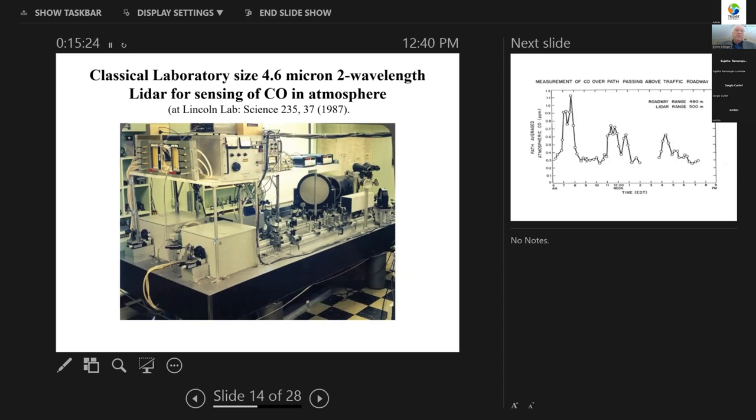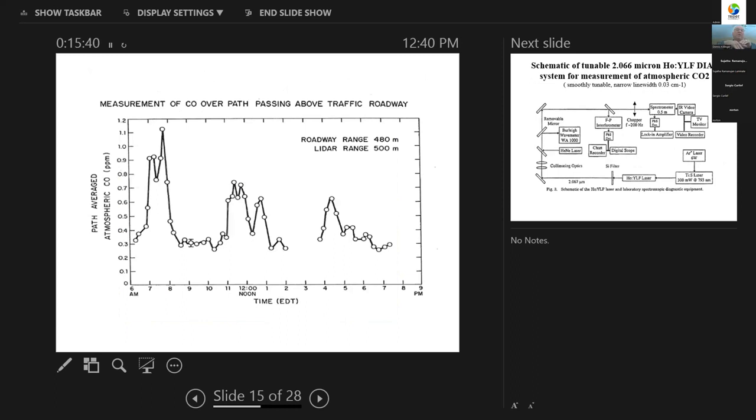The system worked by tuning across the wavelength; one was absorbed by CO in the atmosphere and one was not. This laser beam was then sent across a roadway that was half a kilometer away, and you're able to see in real time the increase of CO in the atmosphere due to automobiles going across the road in the morning rush hour, around noon when we went out to lunch, and in the evenings coming back. So this just shows some of the capabilities of a large LiDAR system.